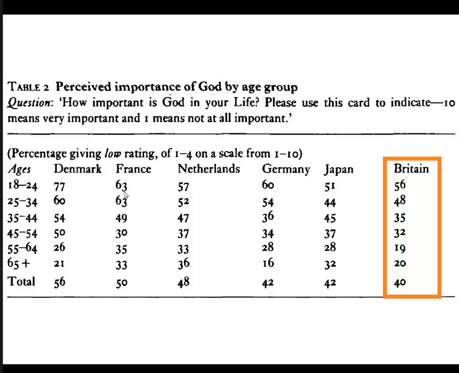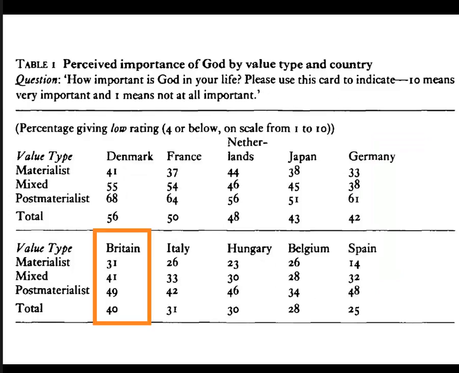Now, how does this compare to what Inglehart and Appel show us? Well, we can see that the perceived importance of God by value, type and country here, they have 31% gave a rating of 4 or below to the question about the importance of God, 31% for materialist, 41% for mixed, 49% for post-materialist, and 40% for total.